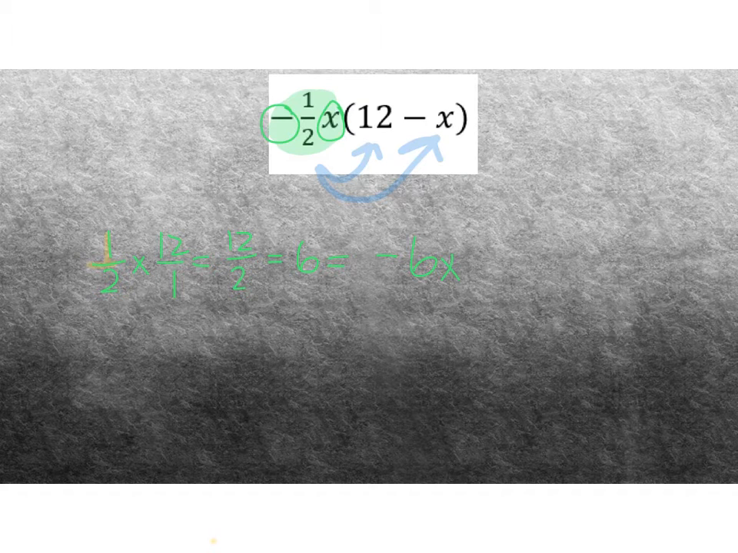Now for the second part, we're taking this negative 1/2 x and we're multiplying it by negative x. So don't forget there's an imaginary 1 in front of that x. So if we talk about the coefficients, if you're doing negative 1/2 times negative 1, we're going to get a positive 1/2. And then if you do x times x, you're going to get x squared. So negative 6x plus 1/2 x squared would be the answer. We don't have to combine like terms.